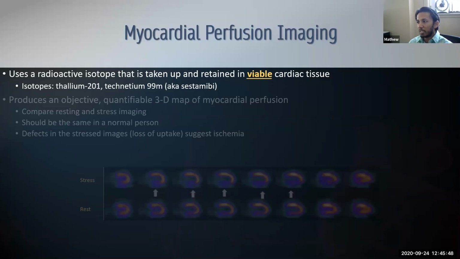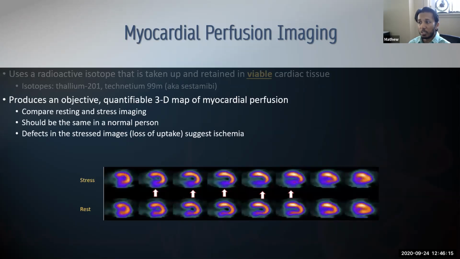So it uses this isotope that's retained in viable tissue. All right, so it's important to know. If that tissue is viable and it's not infarcted, then you're going to see that radioisotope stay in there. But if it's infarcted, that isotope is going to leave, and then you're going to see it kind of get dark, and that's what you're going to look for, the difference. You have a lot of different isotopes available. The intent of this talk is not to go through all those, but you will if you become a cardiologist.